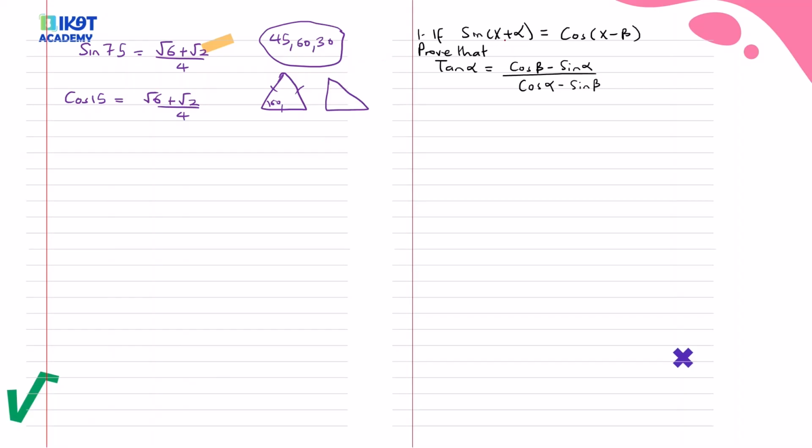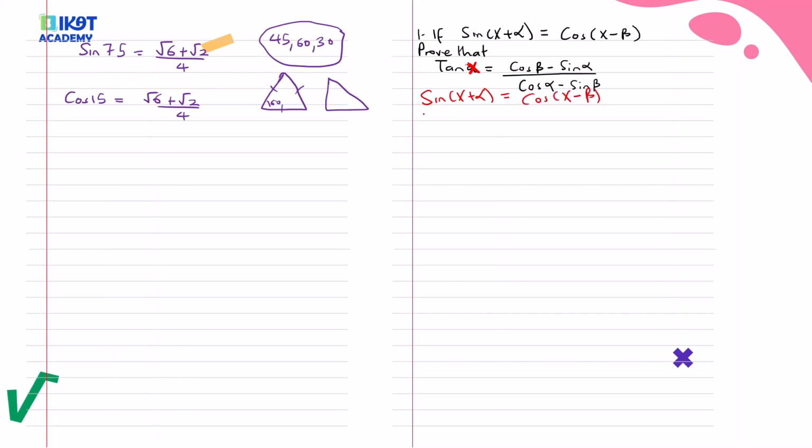Okay, now we're going to look at this proof. Before we go further, I want to correct something. This is prove that tan of x, not tan of alpha. So if we want to prove that, we're going to use the identities we've seen. So, sine of (x plus alpha) is equal to cos of (x minus beta).